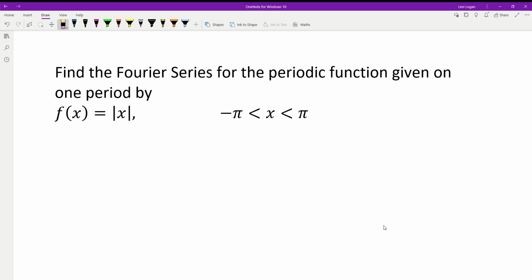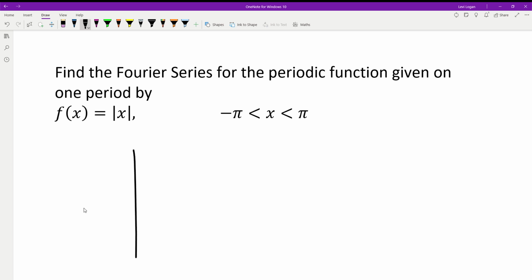In today's video we're going to be finding the Fourier series of a periodic function given on one period by f of x equals the absolute value of x on the interval negative pi to pi. So this function means whatever x value you plug into it, positive or negative, it's just going to take the absolute value. So negative values become positive and positive values remain the same.